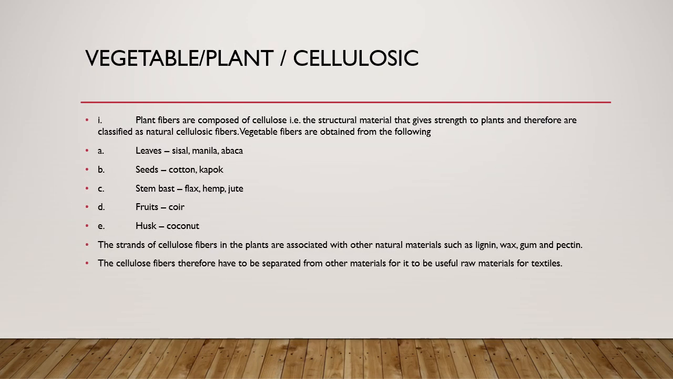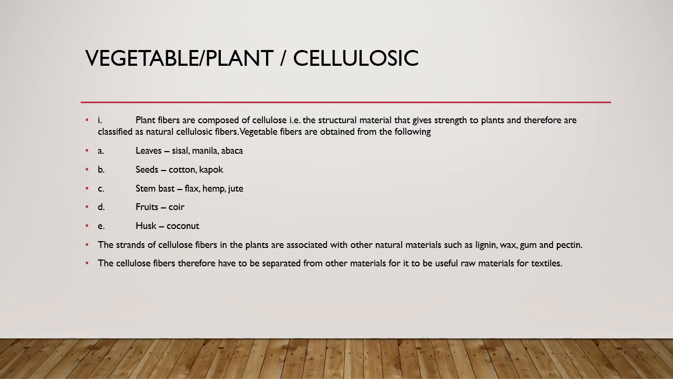One by one, we start with the vegetable, also plant, also cellulosic. All those are the names of the fibers. So plant fibers are composed of cellulose, i.e. the structure of material that gives strength to plants, and therefore are classified as natural cellulosic fibers. Vegetable fibers are obtained from the following. Where do you obtain the vegetable fibers?